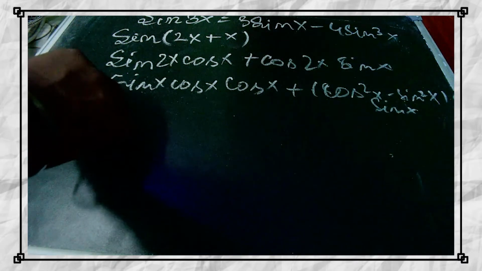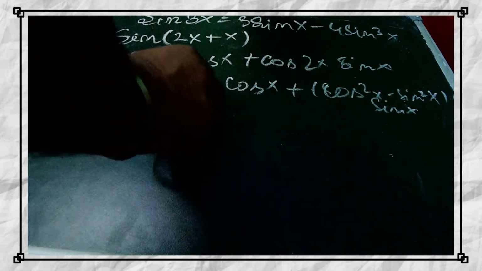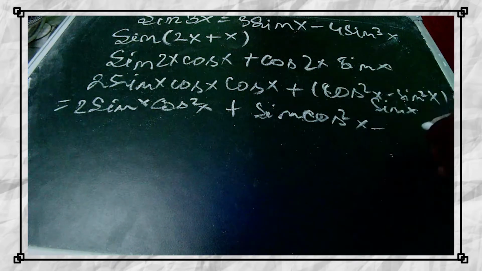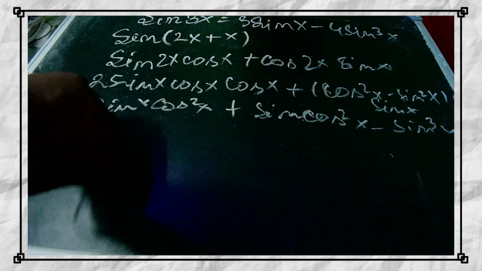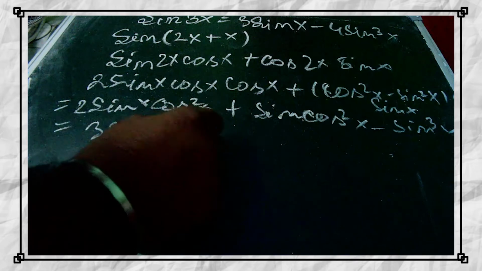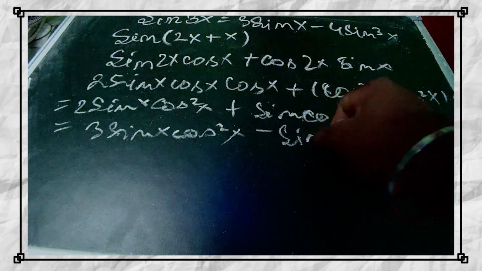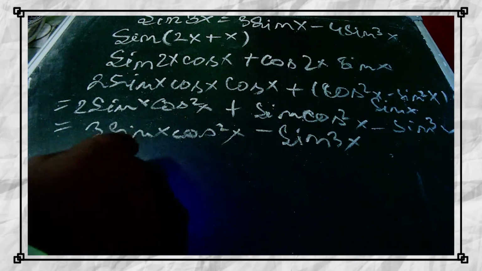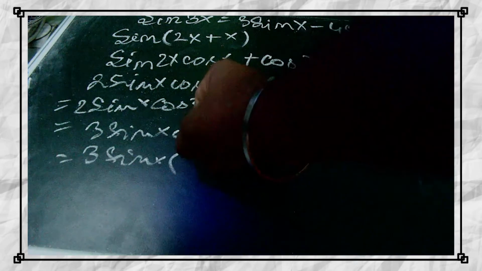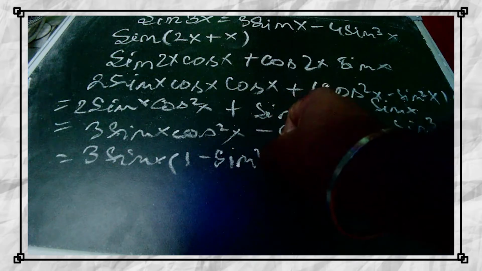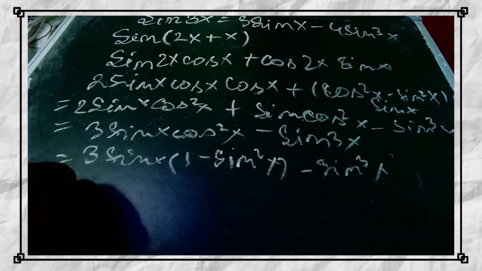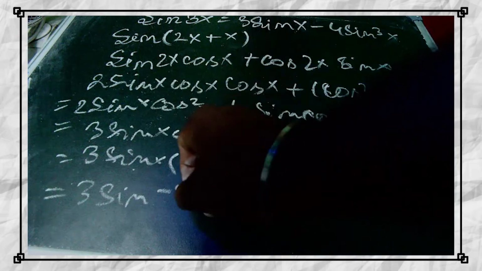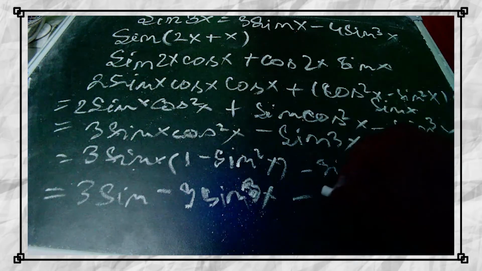So first we'll get 2 sine x cos square x, and then again we'll get sine x cos square x minus sine cube x. So what we'll get is 3 sine x cos square x minus sine cube x. Now we'll convert cos square x in terms of sine x. So 3 sine x and cos square x we can write as 1 minus sine square x, minus sine cube x again. So what we'll get is 3 sine x minus again sine x into sine square x, 3 sine cube x, and minus sine cube x.